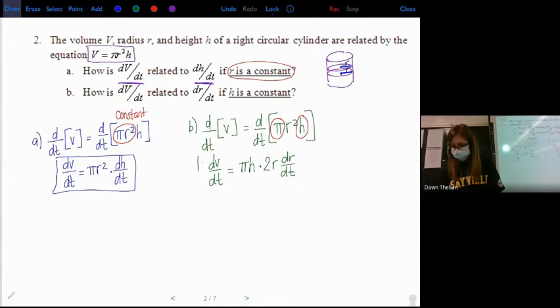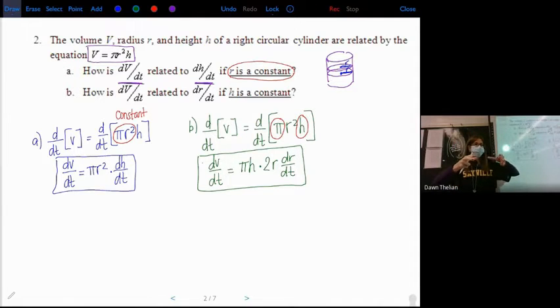Again, since we don't have any values to plug in, we're just getting what we call our related rates equation. So if the height of a cylinder is staying constant, maybe it's something that's blowing up or expanding, the radius is getting bigger, but the height is staying constant. Questions?